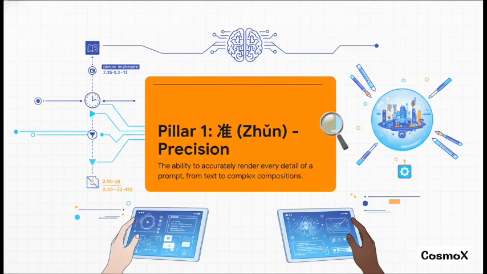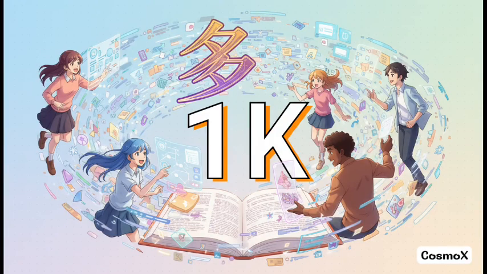Remember that timeline we just saw? That wasn't a lucky accident. The AI was given this complex set of instructions with specific dates, text, layouts, and it rendered every single piece of it exactly as it was told. That is precision in action. Now, building on top of that precision is the second pillar, complexity, or duo. And this is where things start to get truly mind-bending.